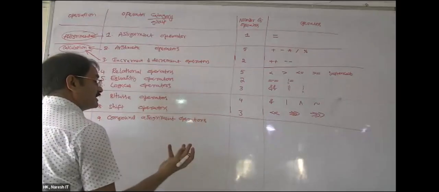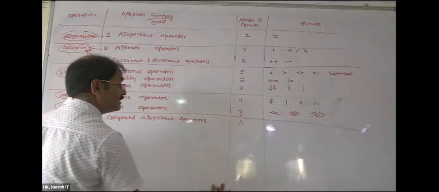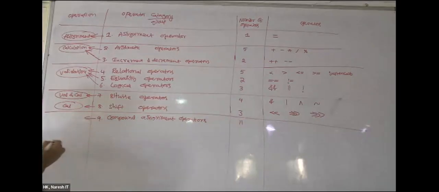Compound assignment operators, how many are there? 11. How to remember 11? First, what is the functionality of this? First, calculate and then what? Assignment. Calculate and assignment.